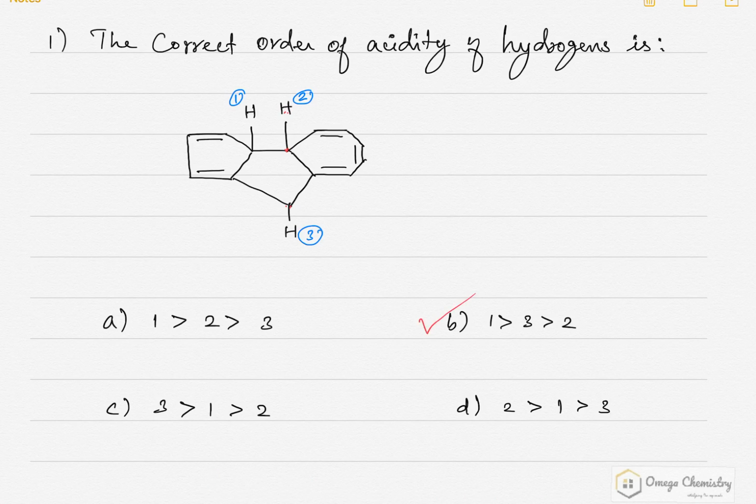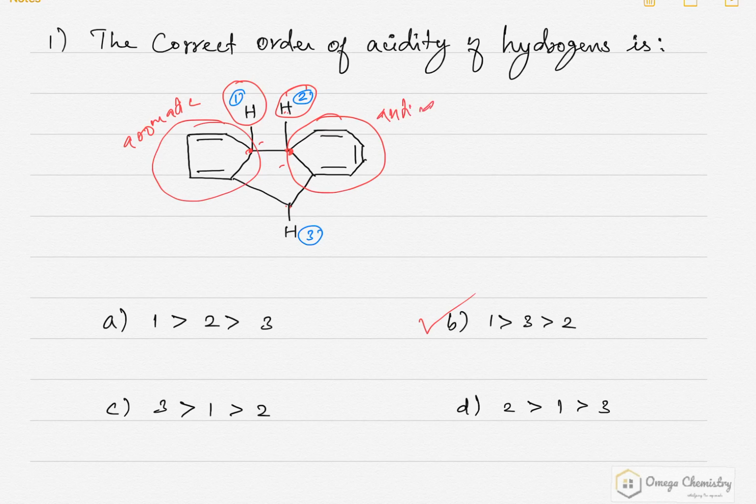Right answer is B. It's because if this hydrogen is lost, then this carbon will get negative charge. That makes this compartment an aromatic one. Whereas if this hydrogen is lost, then this carbon will get negative charge. That makes this compartment an anti-aromatic one. As aromaticity will stabilize the compounds, the release of this first hydrogen will be faster, whereas the release of the third hydrogen will be very much delayed.